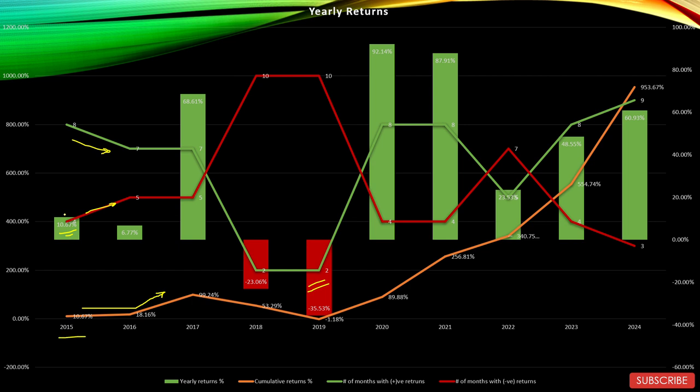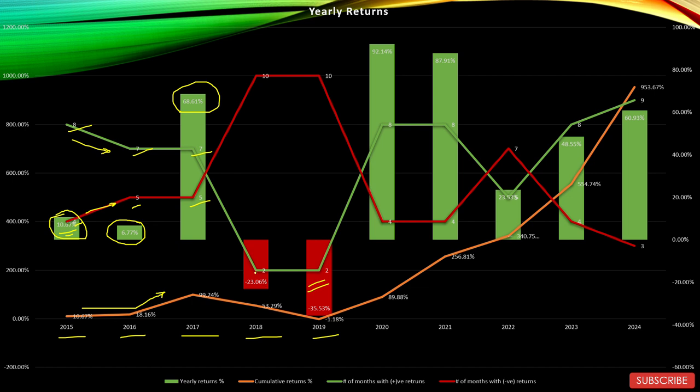2015 was a decent year for the sector with average returns of 10.67% with 8 positive months and 4 negative months. 2016 was again an average year for the sector with 6.77% returns with 7 positive months and 5 negative months. 2017 was a very good year for this sector with average returns of 68.61% with 7 positive months and 5 negative months. But then 2018 and 2019 were very poor years for the sector.